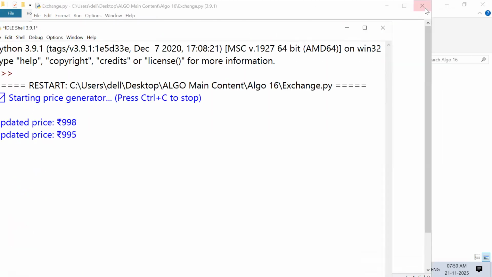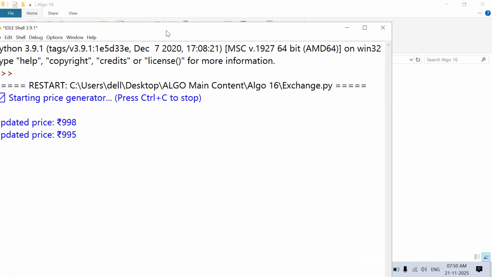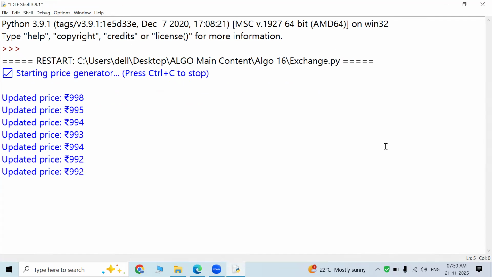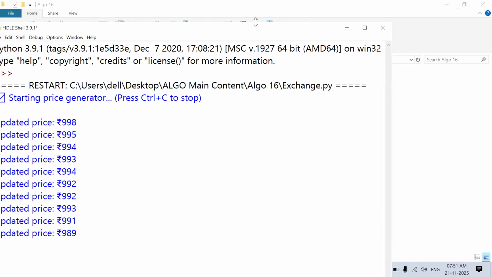So the price keeps on changing and we have no control over it. Now the logic of the code is very simple. We want a random price to be generated so that the algo can work with the random price. We have no control over how the price is changing over here. That's the beauty of the algo.